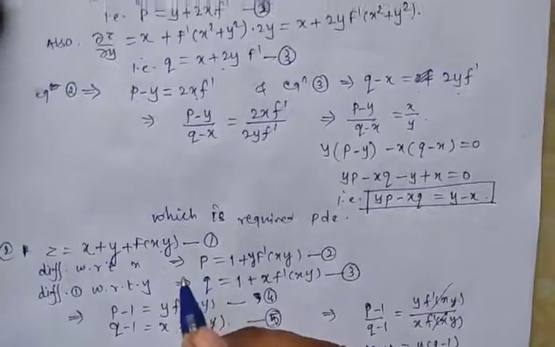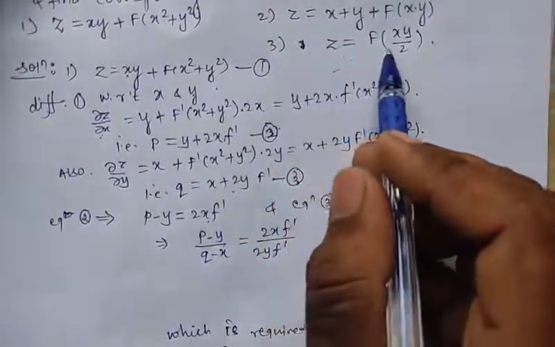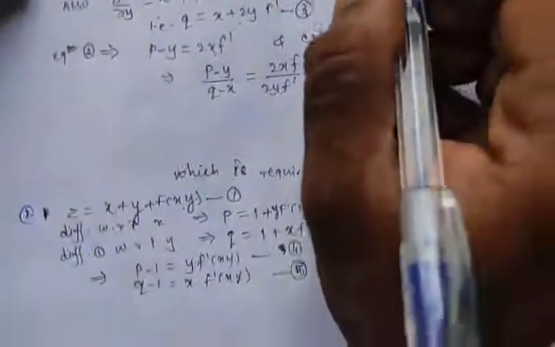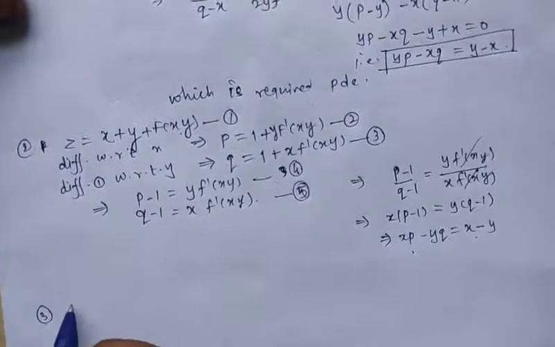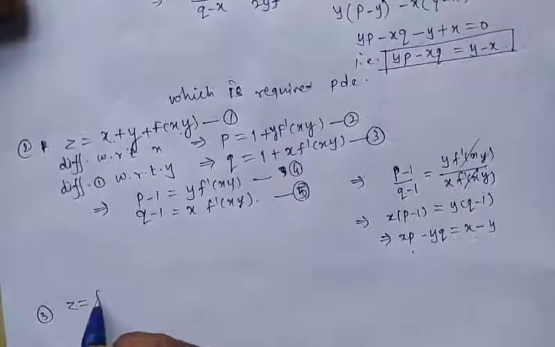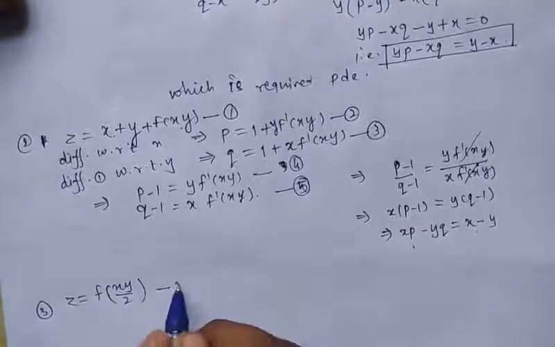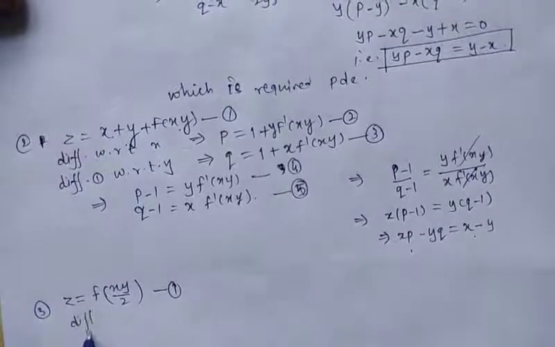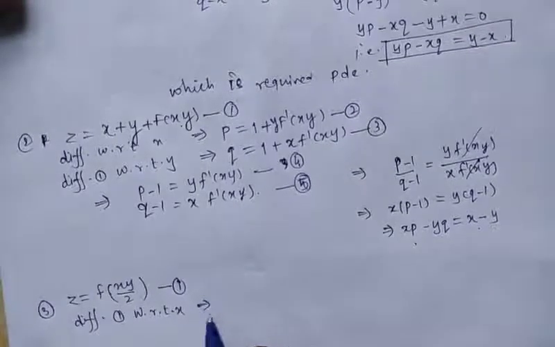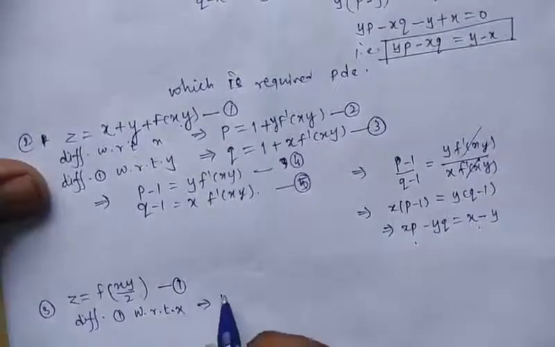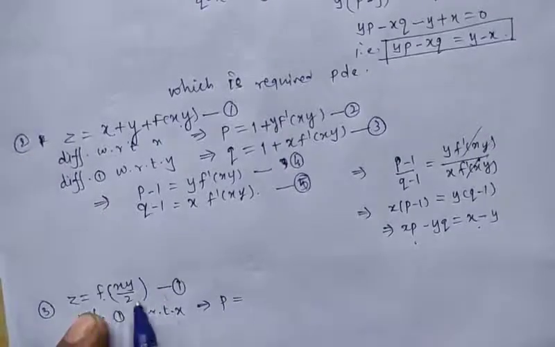Okay, now let's solve the third example. Our third example is z is equal to f of xy upon 2. Now let's form the partial differential equation. The third one is z is equal to f of xy upon 2. So this is equation 1. Differentiate 1 partially with respect to x first, then what will we get? dz by dx is p, equal to, what will we get?